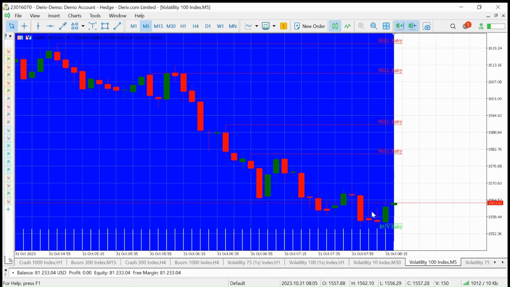So if you go to a lower time frame like this, you actually see that there's a buy entry here that is actually giving you a short trade. But initially we were in these sell trades.